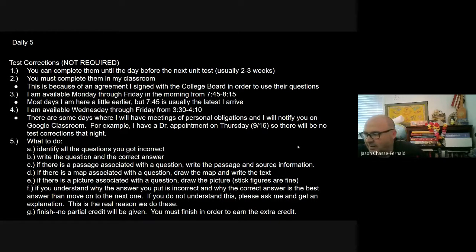There are going to be days where I'll have personal obligations where I cannot be here. For example, I have a dentist appointment tomorrow, so I will not be here after school for that. So if I'm not here, there's no test corrections. If there's a meeting with a parent after school, I don't create my schedule. Guidance creates my schedule. So I will notify you on Google Classroom that there'll be no test corrections that morning or that after school.